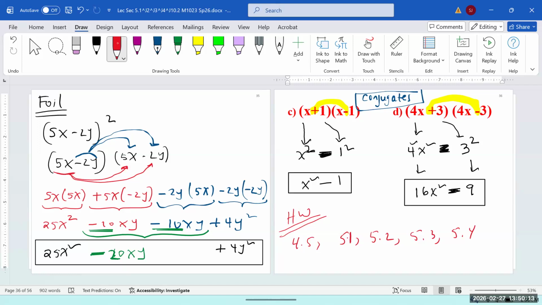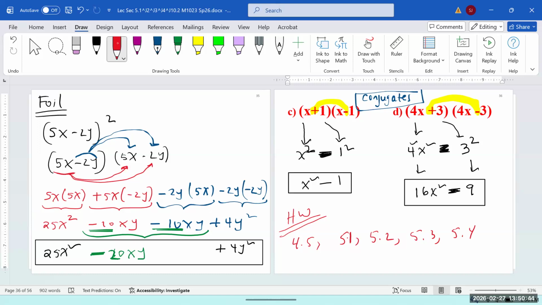Always. That's why the result is called a difference of perfect squares. Difference means minus, and these are perfect squares. So, a difference of perfect squares. Multiplying conjugates, the result is a difference of perfect squares. And factoring a difference of perfect squares means your factors are conjugates. So try them by twisting.